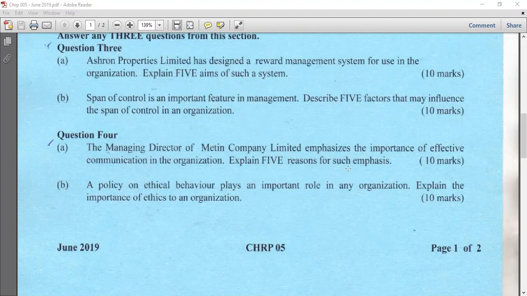Cypros? Millicent? It leads to proper decision making. Proper decision making. Clarity in terms of communication. So when the organization communicates and the management in the organization communicates well, then there are benefits that will accrue to the organization. Several benefits will accrue. That is why you're being asked to explain why the managing director is emphasizing the importance of effective communication.